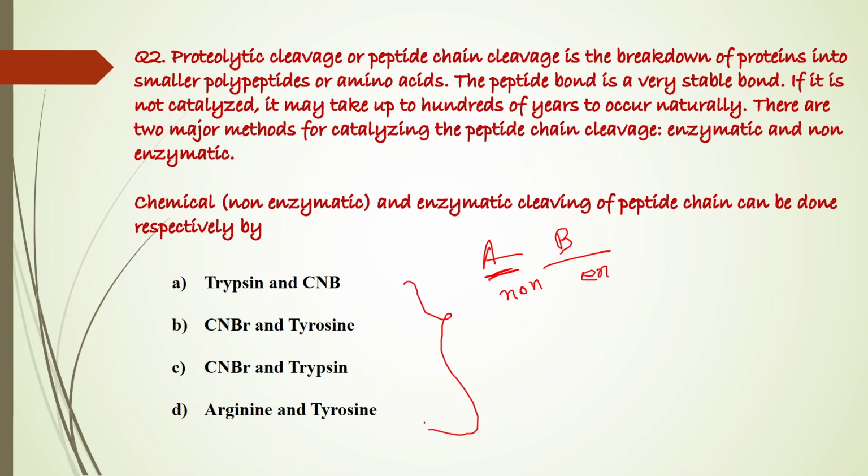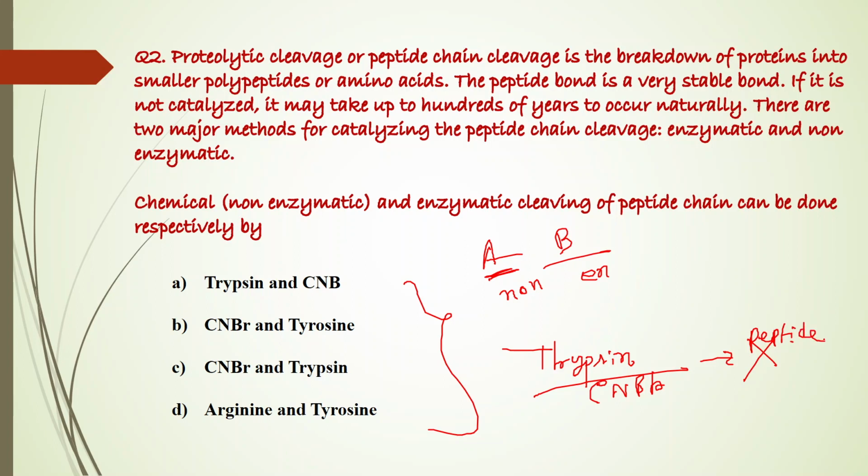From this option you have to choose. Now first of all, we have to find out the correct options that can cleave enzymes among these. So the molecules mentioned here, only trypsin, that is an enzyme, and CNBr can break amide bonds. They can cleave peptide chains.